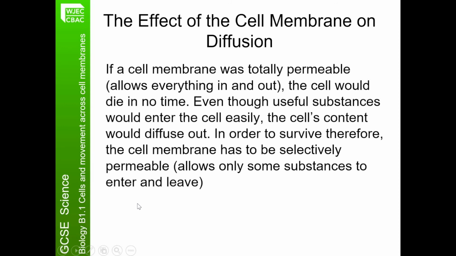So if a cell membrane was totally permeable, this would mean it would allow everything in and out. A cell would die in no time. So even though the useful substances can enter the cell easily, the cell's contents would diffuse out too. So in order to survive, the cell membrane is what we call selectively permeable, and in some instances you'll read this in books and online written as semi-permeable. Selective or semi-permeable membranes only allow some substances to enter and leave the cell.